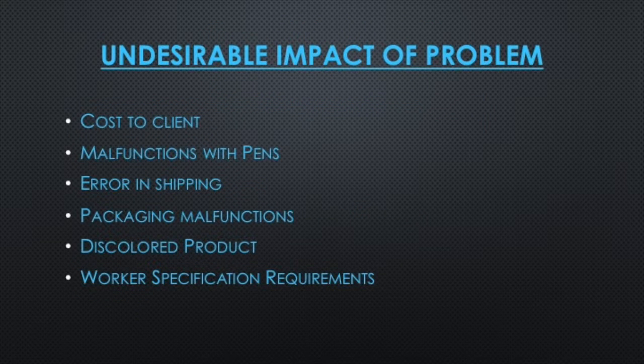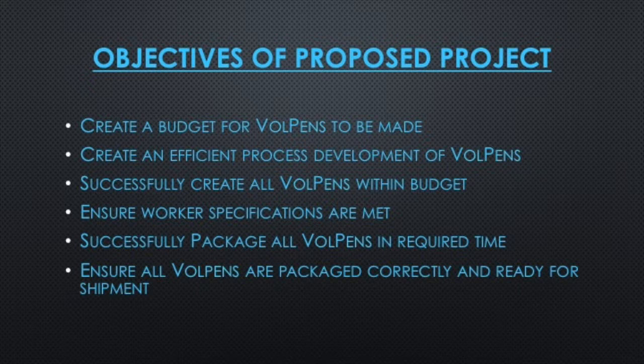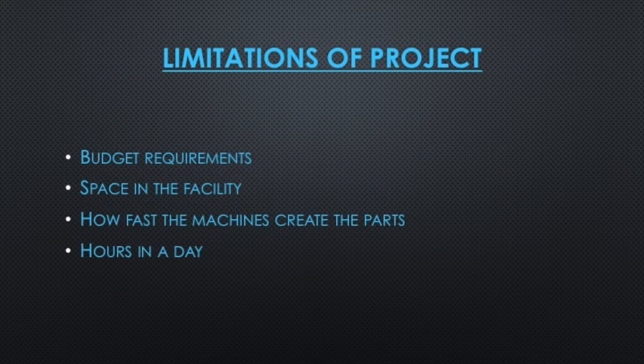Our new process will improve many things like cost to the client, malfunctions of pens, error in shipping, package malfunctions, with such techniques as inspection with one-piece flow. To reach our goals and solve our problems, we have to create a budget for the pens to be made, create an efficient process, ensure worker specifications are met, and successfully package all of the pens, and make sure that customer demand is met. Of course, we'll have to take into account limitations like space in the facility, hours in a day, and how fast the machines can create the parts.